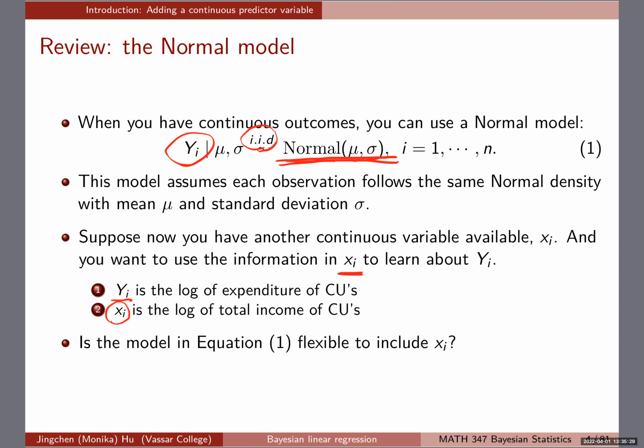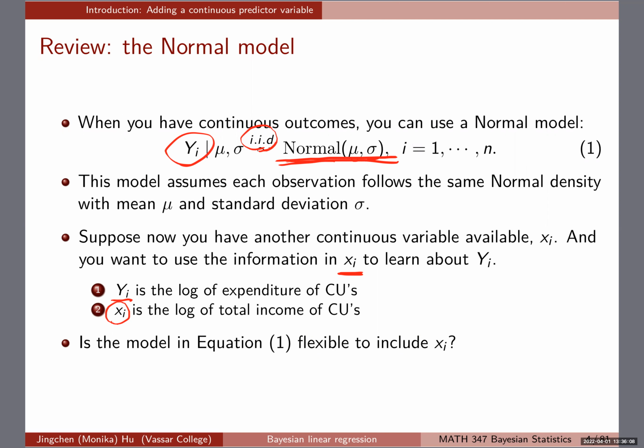Okay? So based on your knowledge, either with or without regression, is the model in equation one flexible, you think, to include an xi? So we have this mu and sigma that is not specific to any observation, and that's the starting point. And given your experience, like I said, or even if you haven't seen a regression in the past, how would you think that we can use or include information from an xi into equation one to update the model to be an observation-specific model? Okay, so that's the question.